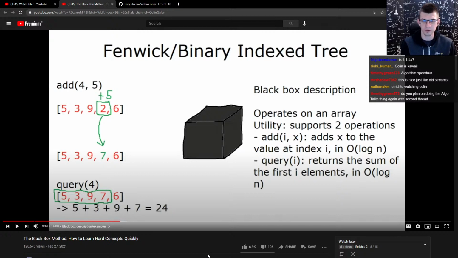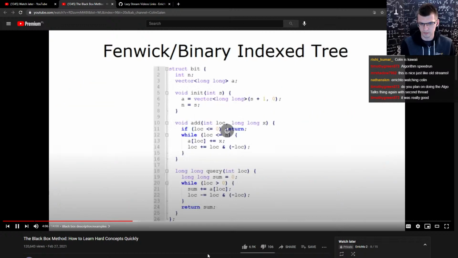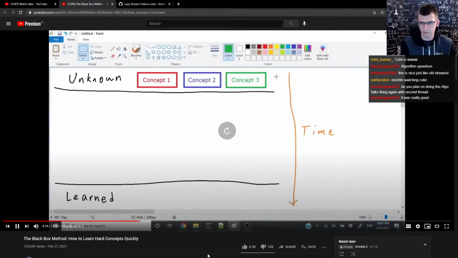For example, you don't need to understand segment trees in order to use them if you just copy paste the code. It's sort of structured like an API, where these add and query functions are just simple. So now, let's pull out the trusty paint for a demonstration.